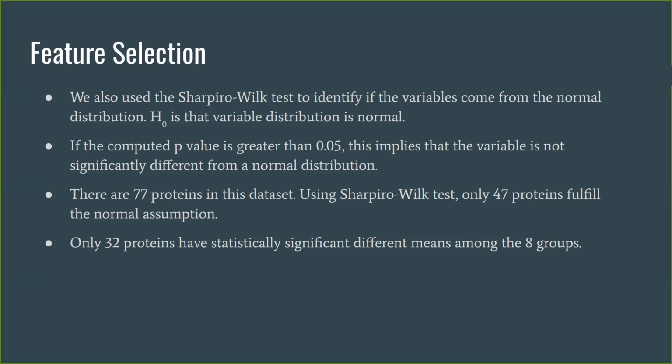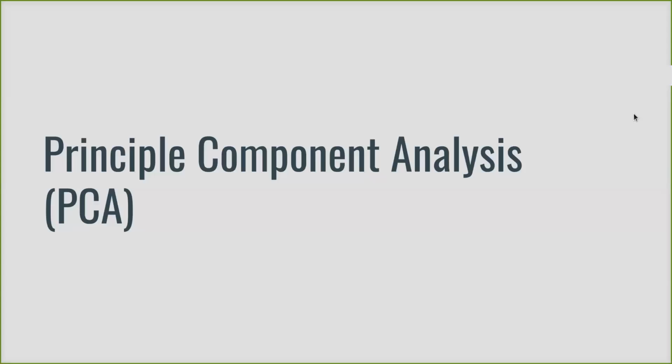Using the Shapiro-Wilk test, only 47 proteins fulfill the normal distribution. Then we conduct the ANOVA test on these 47 proteins, and only 32 proteins have significantly different means among the 8 groups. My team member will present the PCA part.